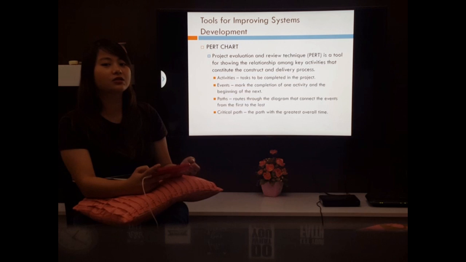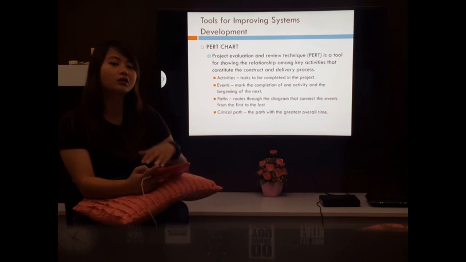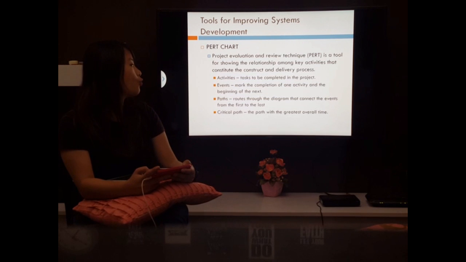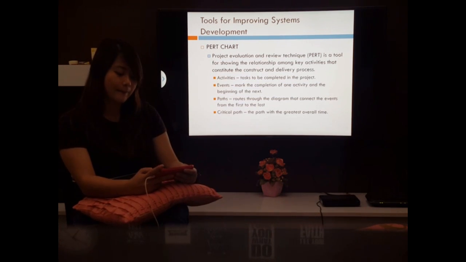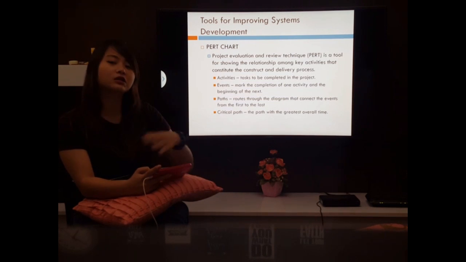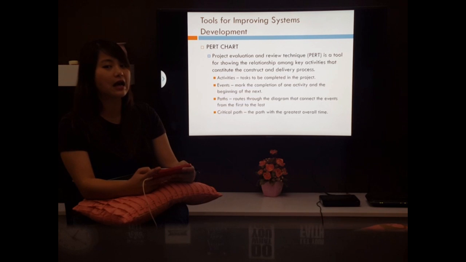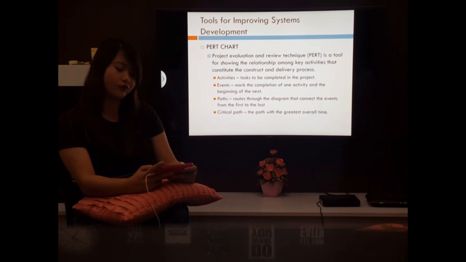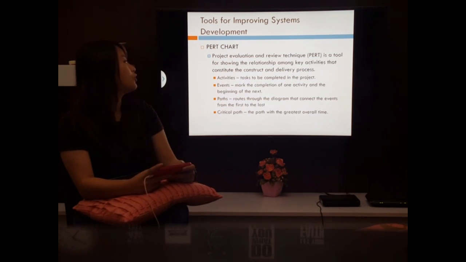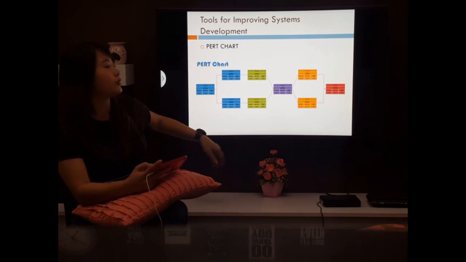Activities are the tasks to be completed in a project. Events mark the completion of one activity and the beginning of the next. Paths are the routes in the diagram that connect the events from the first to the last. And the critical path is the path with the greatest overall time. So here's an example of the PERT chart.